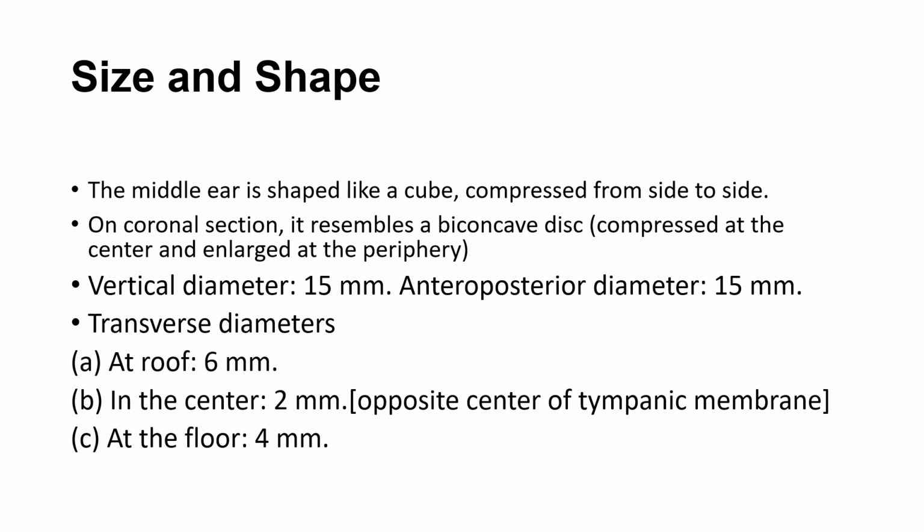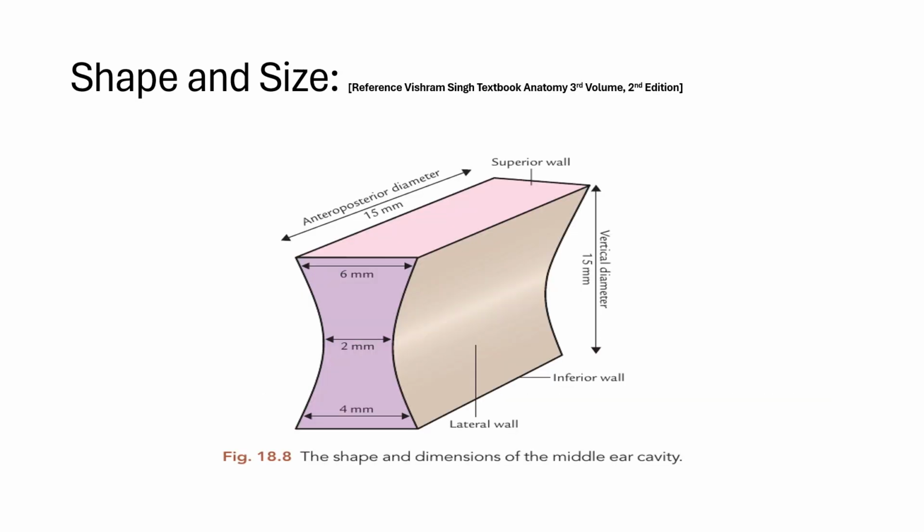This transverse diameter in the center is 2 millimeter, and at the roof and the floor it is 6 and 4 millimeter respectively. So let's see in the diagram. Here you see that the anteroposterior diameter is 15 millimeter, and vertical diameter is also 15 millimeter, which is making it like a cube, but the cube is flattened when you see it in the coronal section. In the center, this diameter is only 2 millimeter, at the roof it is 6, and at the floor it becomes 4 millimeter.